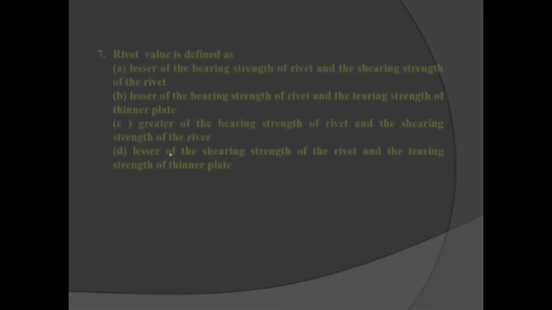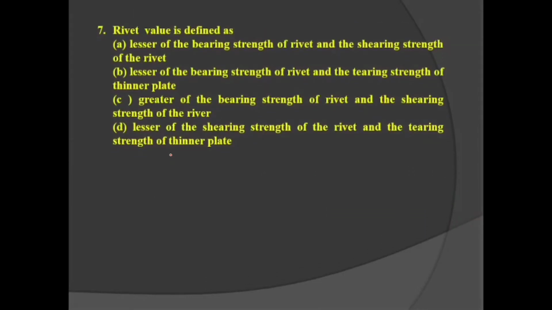So our question number 7 is: rivet value is defined as. As we know, our rivet value RV is equal to the minimum of PS and PB of a single rivet. Okay, so our option number A is correct: lesser of the bearing strength of a rivet and the shearing strength of a rivet.